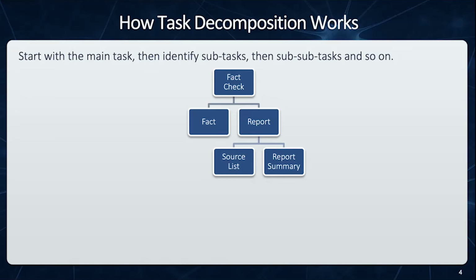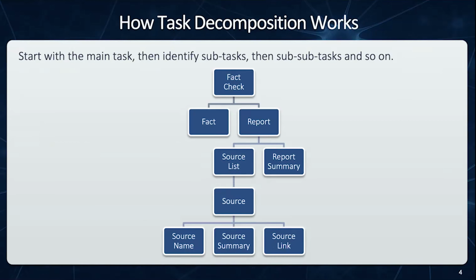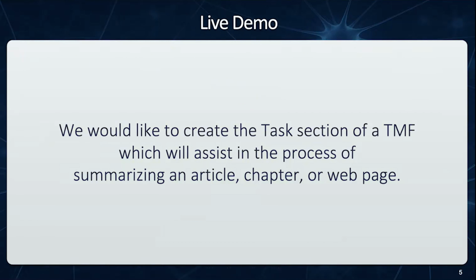Now let's take a look at that source list. That's going to consist of a collection of sources, and each source itself will have a source name, a source summary, and a source link. And here's an example of task decomposition. Let's do a live demo here.